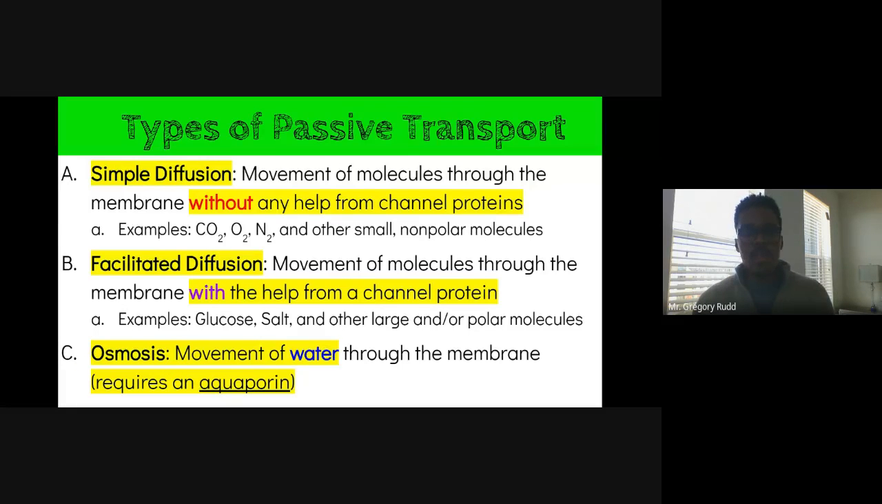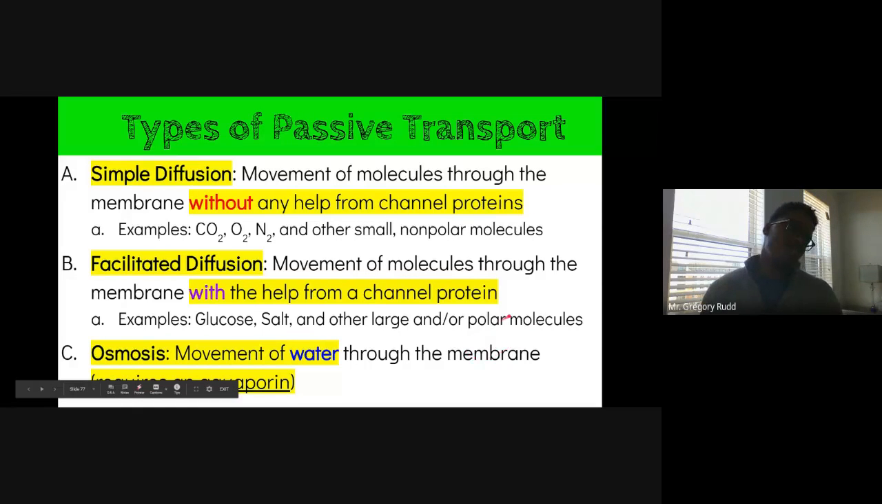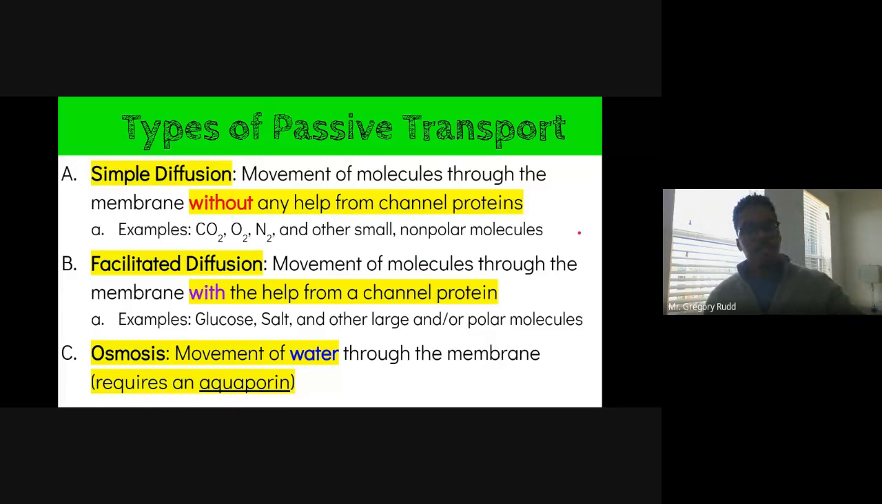Anytime we see or hear about the movement of water, we should automatically be thinking osmosis. This is probably a term you all have heard before, but maybe just not in this sense. So again, I want to encourage you to write down at the very least the words that you see highlighted here.